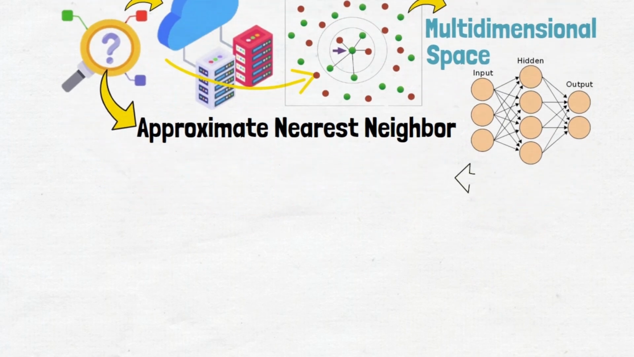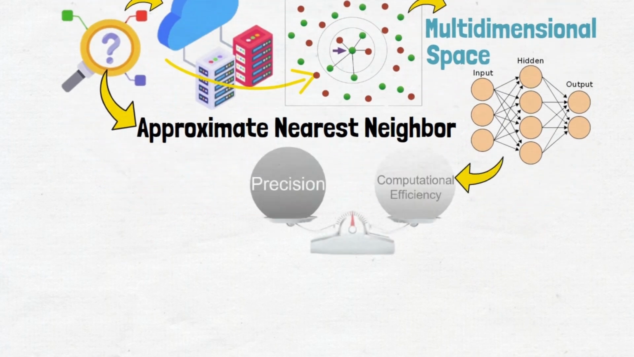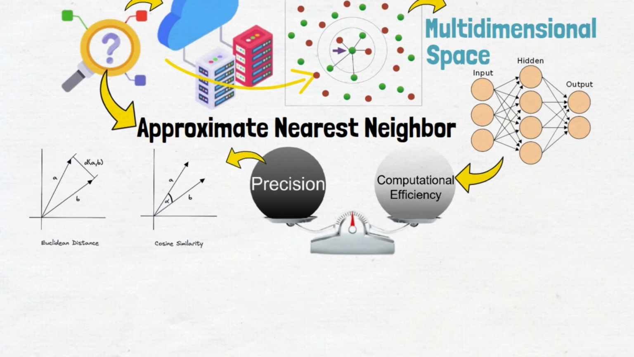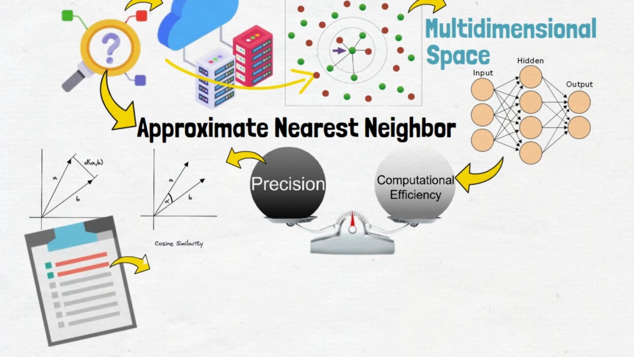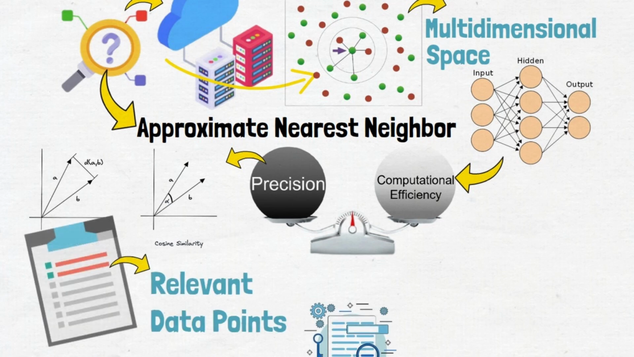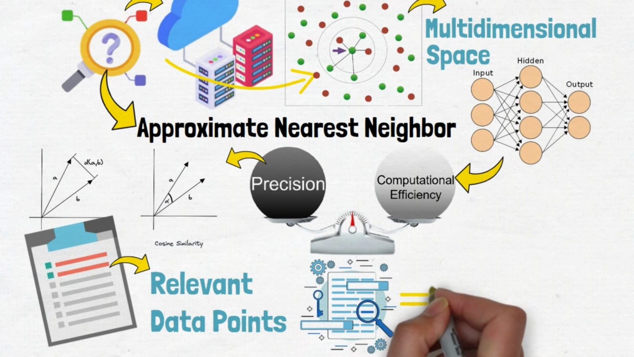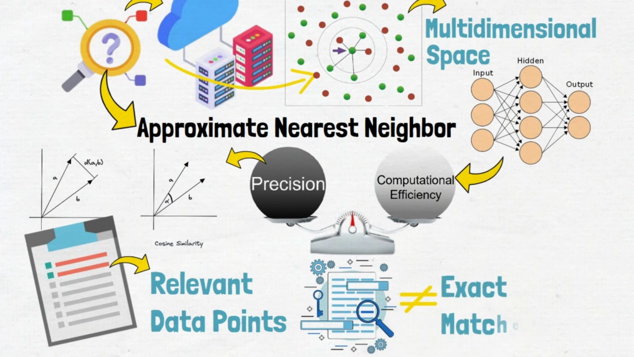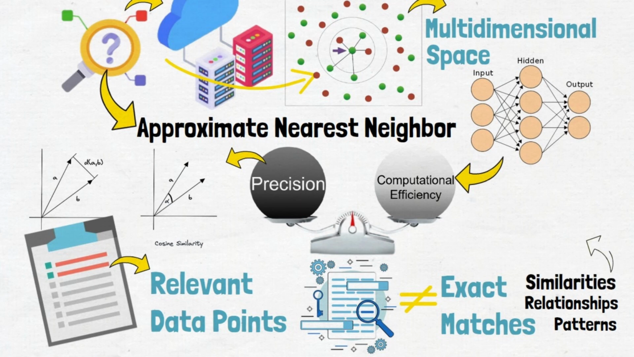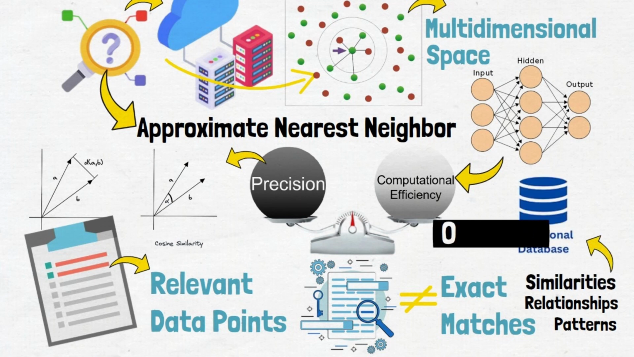These algorithms, through a judicious trade-off between precision and computational efficiency, ensure that the search process is both fast and accurate. The resulting vectors are then ranked by their degree of similarity to the query vector, providing the user or application with a list of the most relevant data points. The search process in a vector database is not just about finding exact matches, but uncovering patterns, relationships, and similarities that traditional databases could easily overlook.